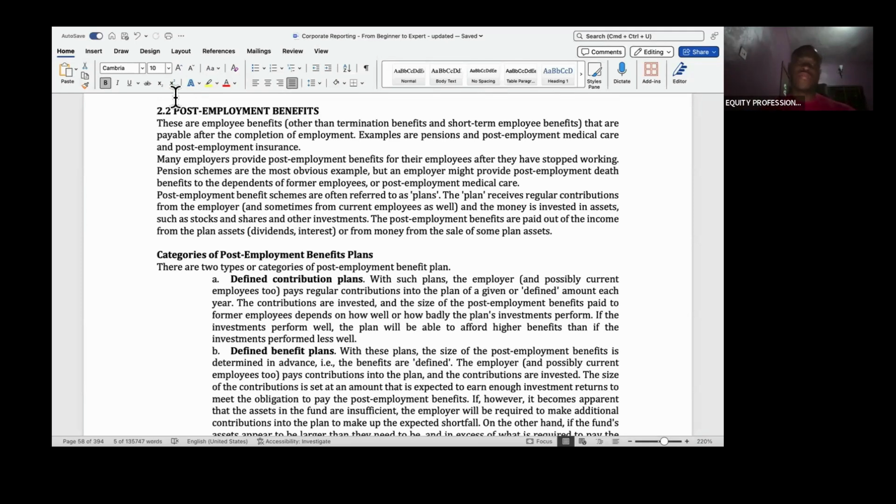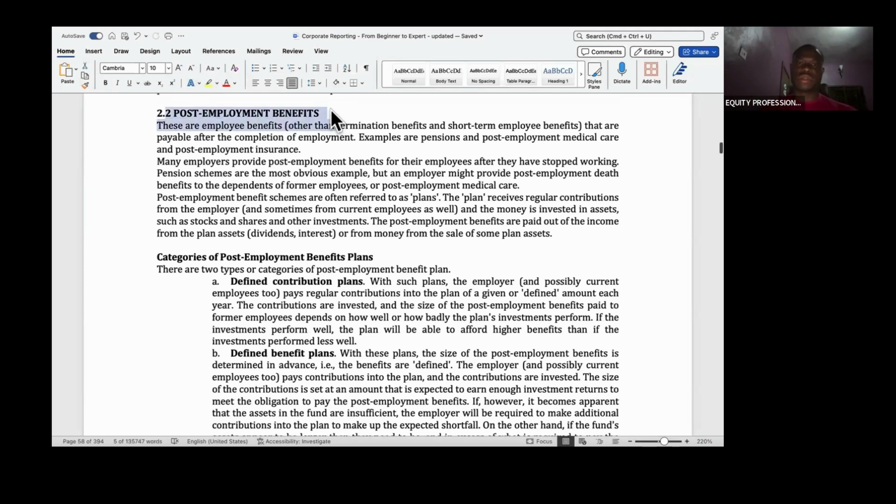So I will leave post-employment benefits for next week's class. So let's just start and finish post-employment benefits next week. Do you have any questions so far? Any questions?